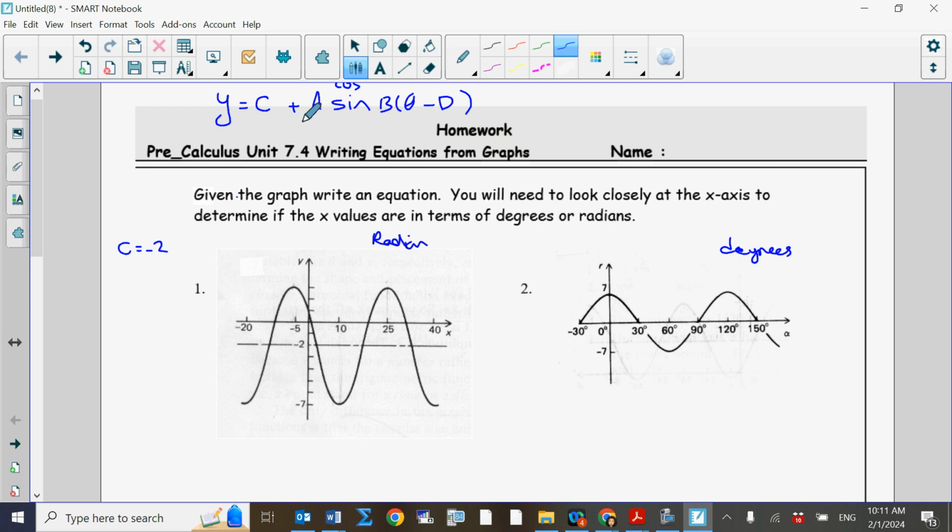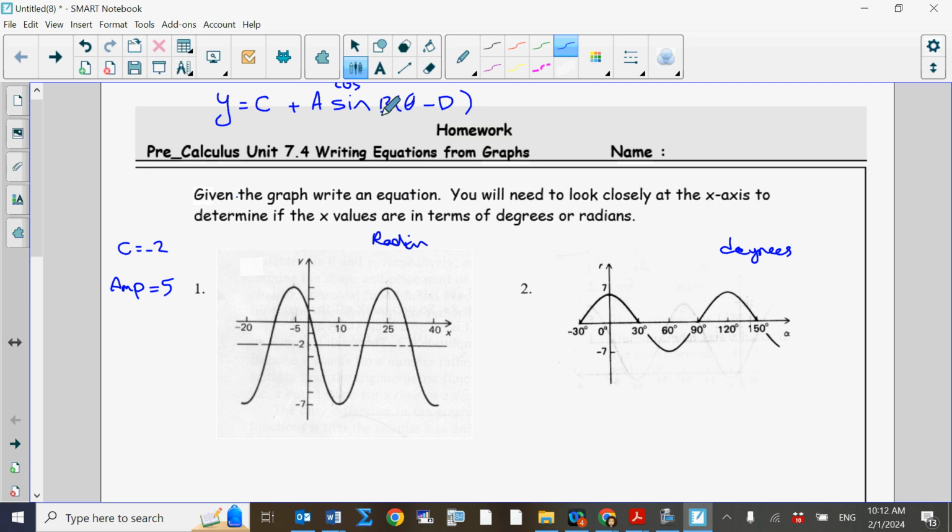Then we can find the amplitude of the function. Find the highest point, and then find the distance between the highest to the midpoint. So let's see what this point is. It looks like 1, 2, 3, 4, 5. So we're moving from the sinusoidal axis, we're moving 5 up. So the amplitude is 5. Then we need to find the b value.